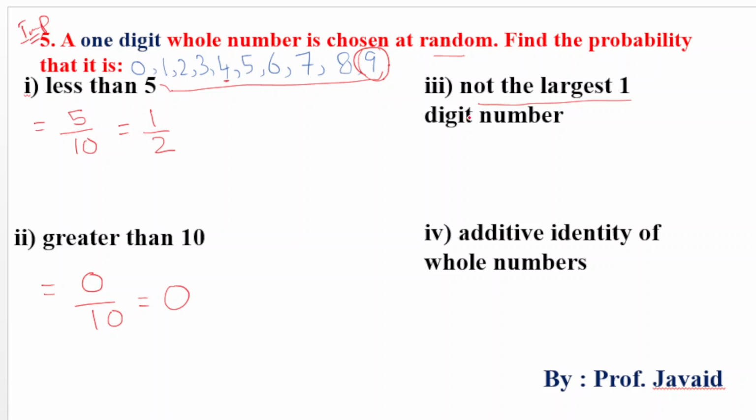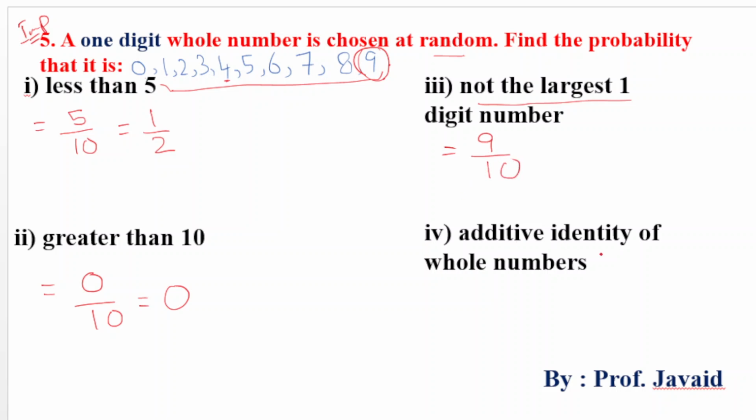So if I cut out this 9, the remaining will be 9 digits from 0 to 8. So that will be 9 over 10. Okay, so this will be the answer.